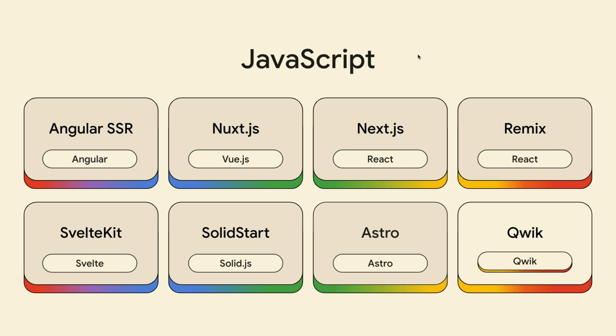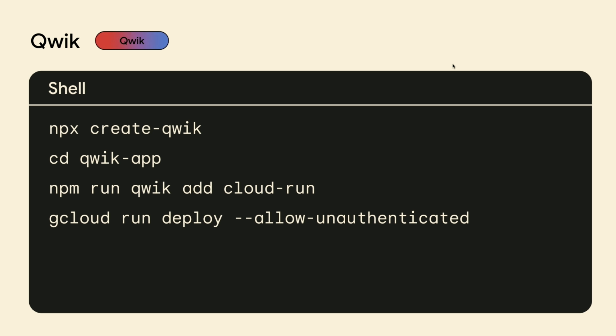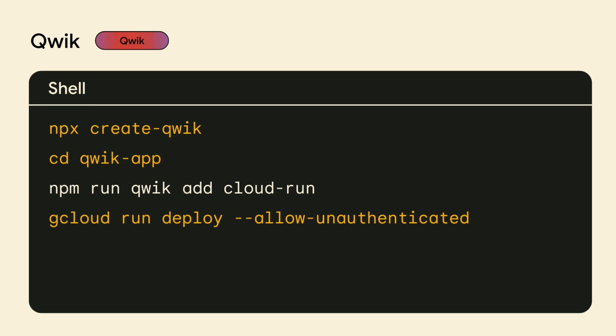And we still got 10 minutes. All right, we're doing great. Quick is our 8th application that we are going to create and then deploy. And this one brings us back down to 4 commands, 3 of which are very familiar at this point. And then we've got npm run quick add cloud run. And this is the Quick Cloud Run adapter. So it's not a generic node adapter at this point. This is a Cloud Run adapter. So their adapter is specific to Cloud Run.